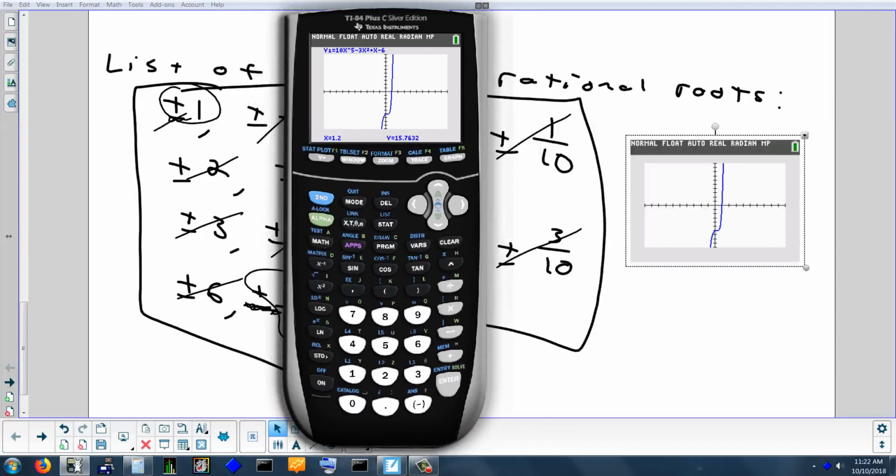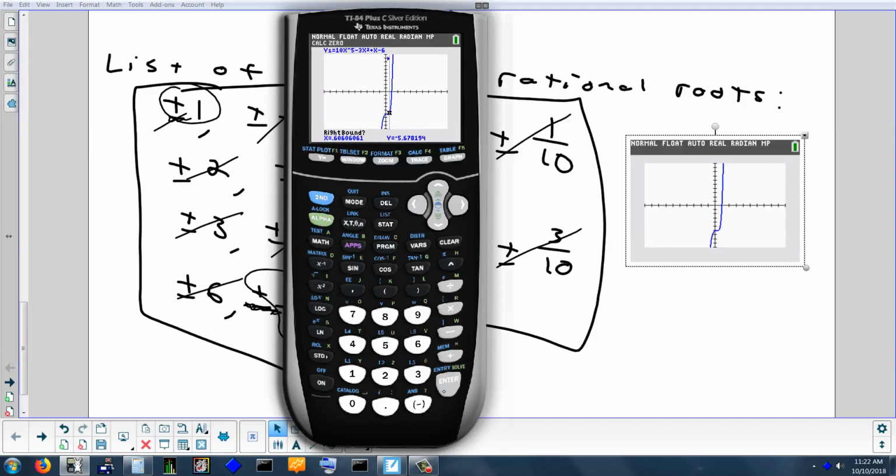I just use trace. You could do the same thing by going to the table. I can't, it's not letting me type in a value. It could be a setting I could take a look at. Okay. But let's just go second calc, zero. Let's see what the root actually is.